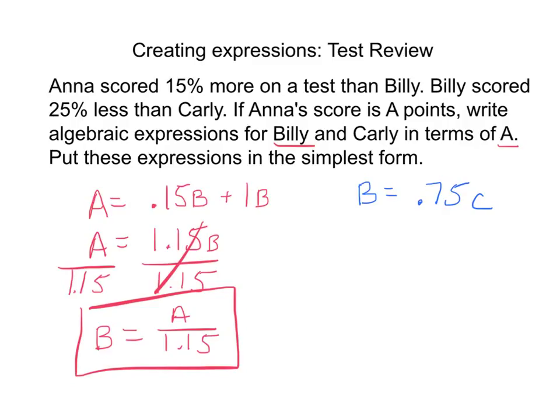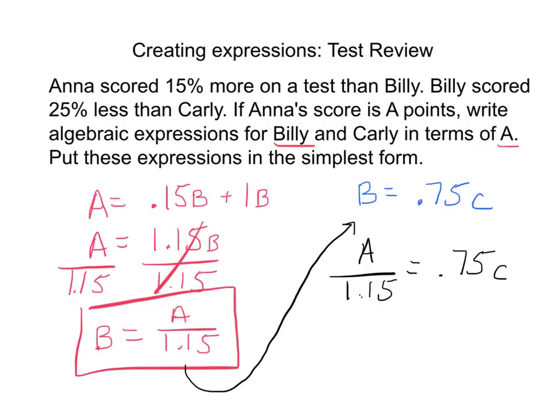Right, so this right here, B equals A over 1.15. So B equals that. So I can substitute that into B, and I would get A over 1.15 equals 0.75C. We're really close now. We almost have this in terms of A. The thing is we have to have it say C equals. So how can I get rid of this 0.75? Audrey? Divide by 0.75.